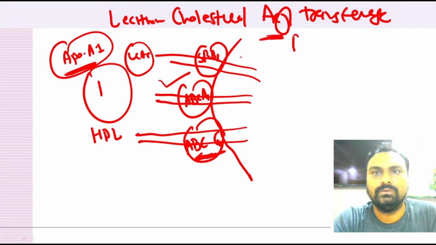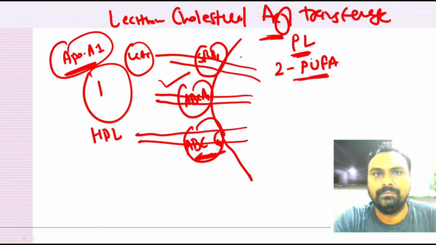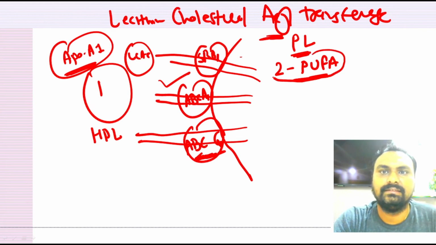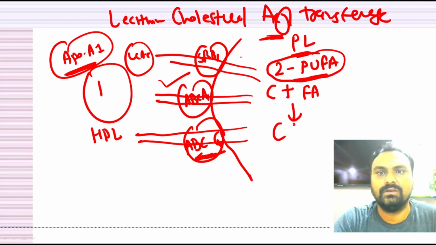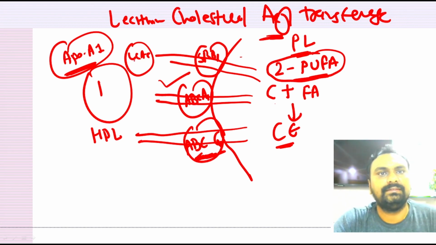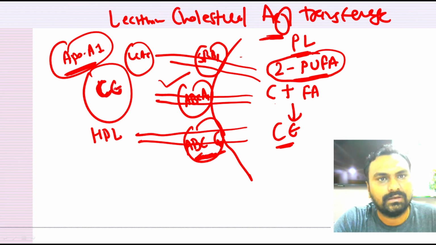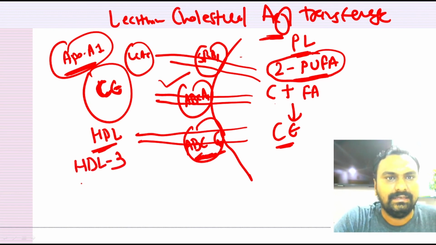Okay, and lecithin, we know the other name of lecithin is phosphatidylcholine. At the second carbon, there is a polyunsaturated fatty acid. This LCAT enzyme will take up the polyunsaturated fatty acid from lecithin and bind it with the cholesterol. Cholesterol with a fatty acid is called cholesterol ester. So, with the help of ApoA1, LCAT is activated and it will convert the cholesterol inside the HDL to cholesterol ester. This is called HDL3.